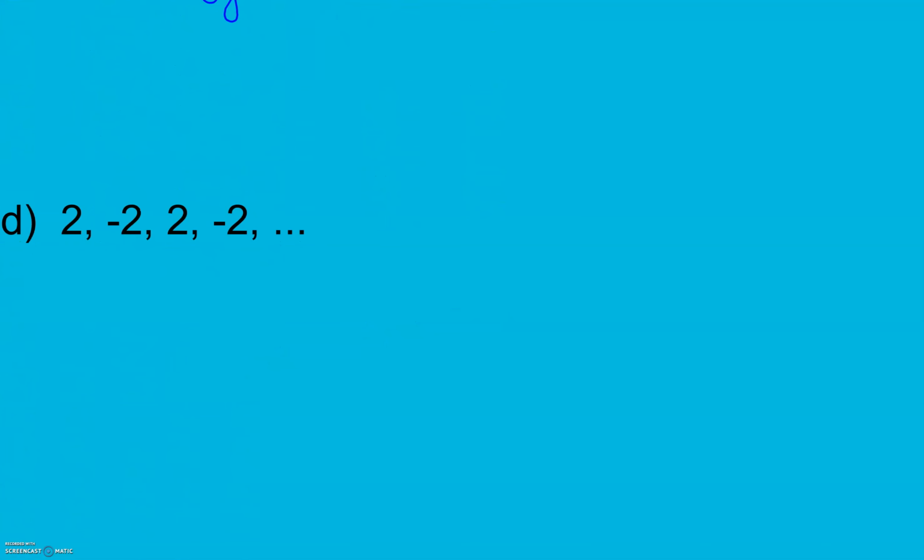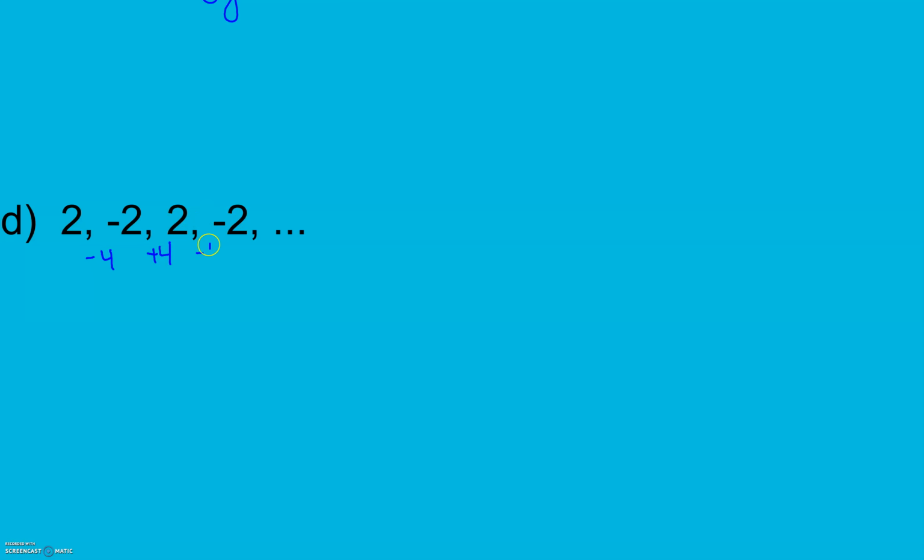On D here, we're looking to see, again, is this an arithmetic sequence? So we're looking to see if the difference between them is the same every time. So we're looking for adding or subtracting. Here, to go from 2 to negative 2, I got smaller, so I subtract 4. Negative 2 to 2, I got bigger, so I add 4.